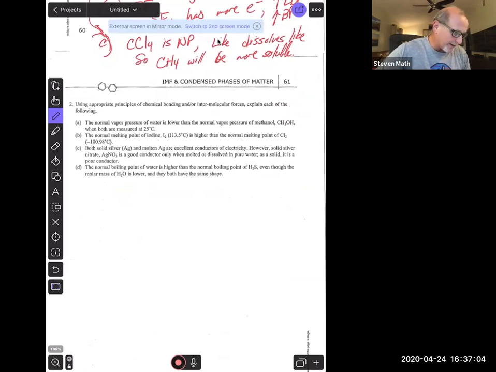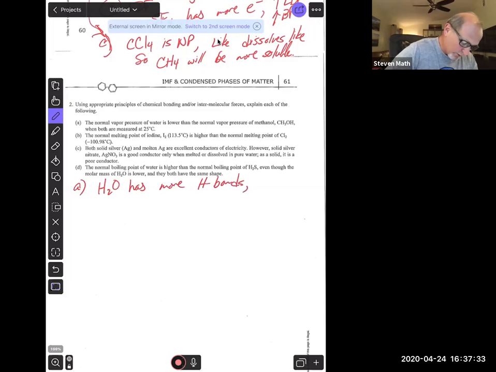How about 2? In 2, we start getting into some real similar stuff. It wants us to compare vapor pressures, and we're going to see that again in question number 4, excuse me. Vapor pressures. Why does H2O have a lower vapor pressure? And this one's real simple. Both of these are hydrogen bonding, but H2O has more hydrogen bonds.